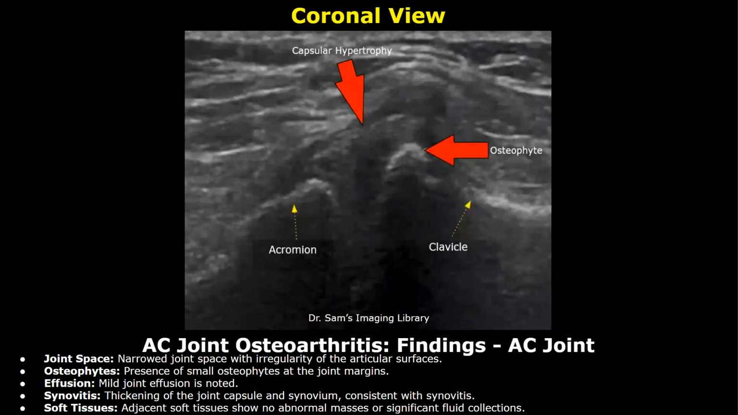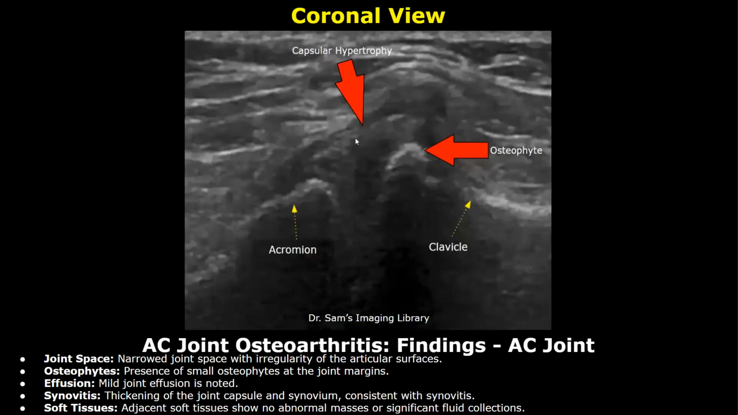Now we have acromioclavicular joint osteoarthritis. These are the findings in the AC joint. Joint space: narrowed joint space with irregularity of the articular surfaces. Osteophytes: presence of small osteophytes at the joint margins.